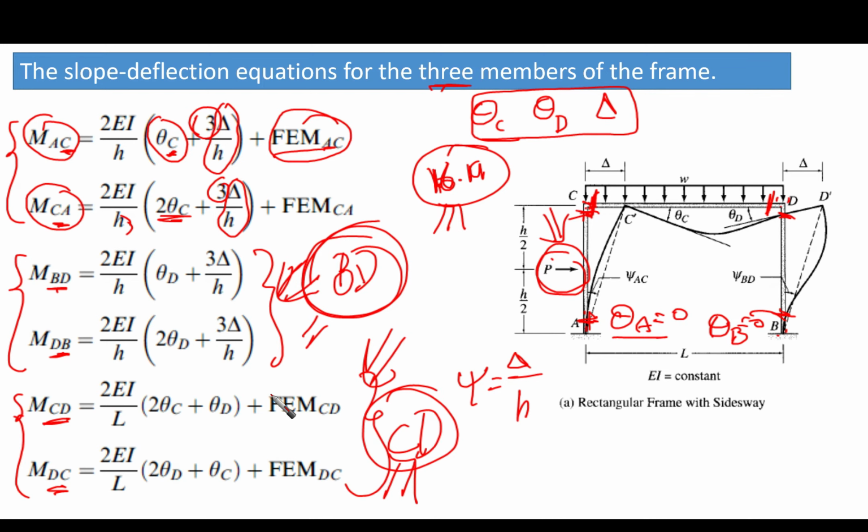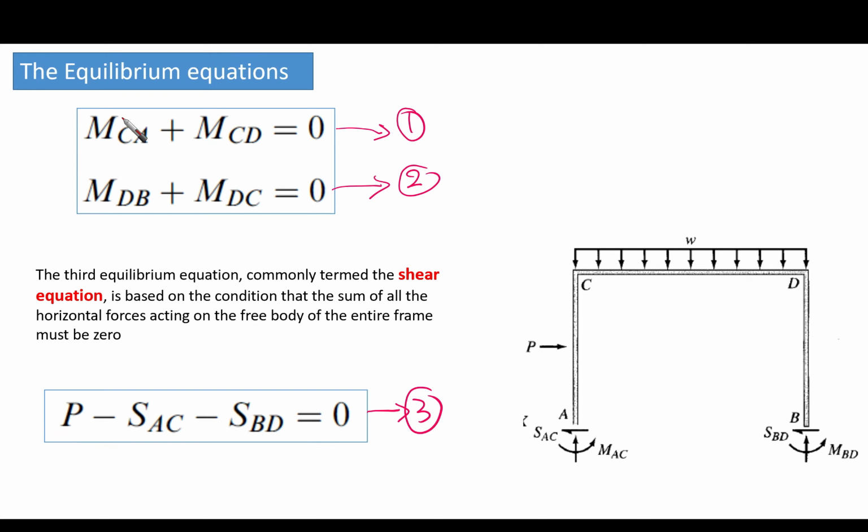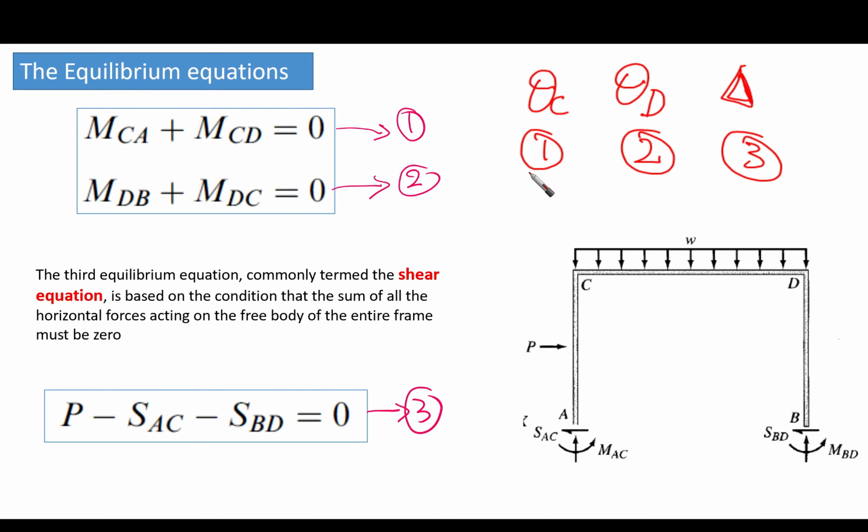Now let's go to the next step, which is the equilibrium equations. We need to put the equilibrium equations. As I said before, we have 3 unknowns: theta C, theta D, and the deflection or the horizontal translation. So these are 1, 2, 3 unknowns. This means that we require 3 equations for solving them. So we are going to apply the equilibrium equations.